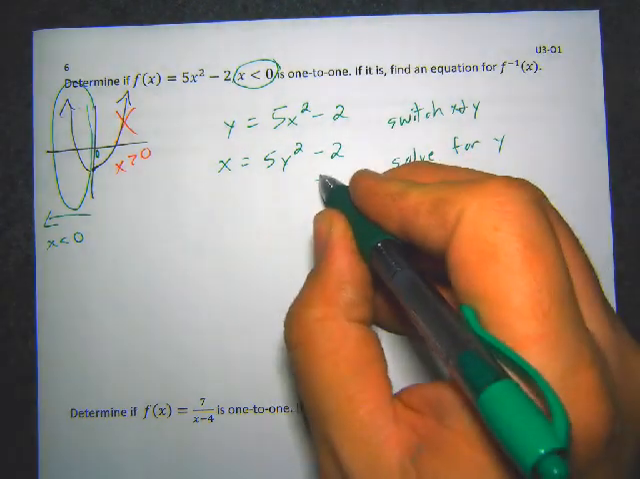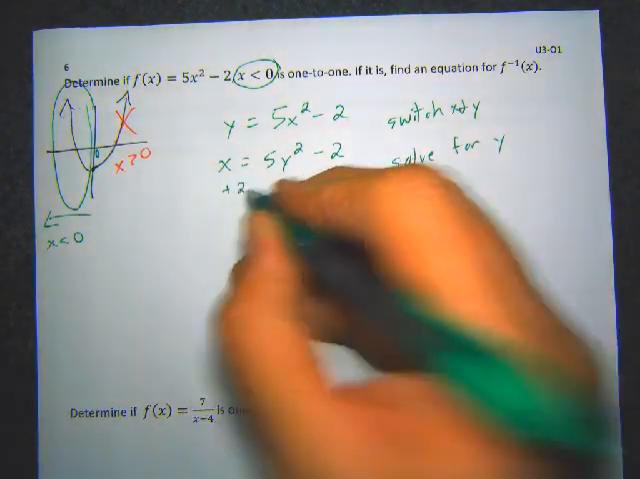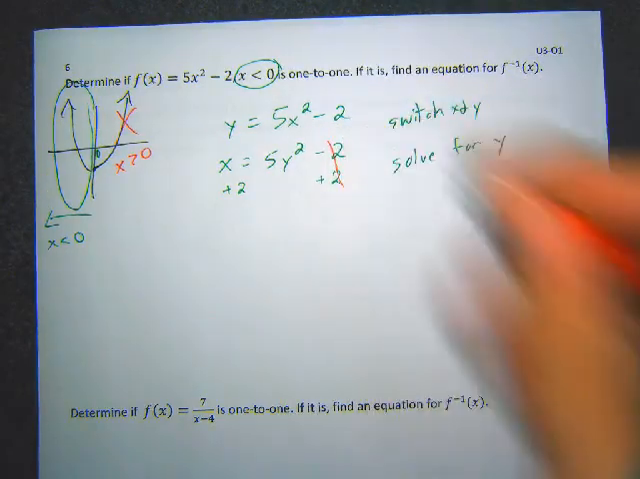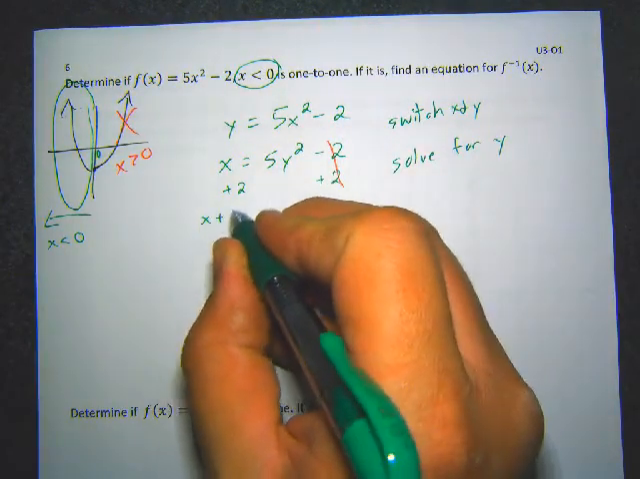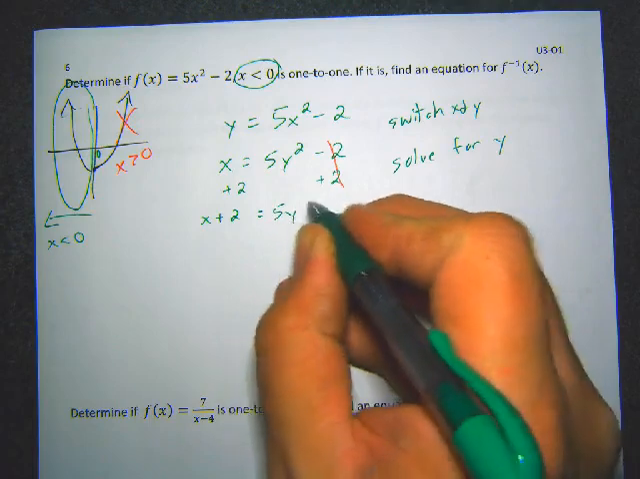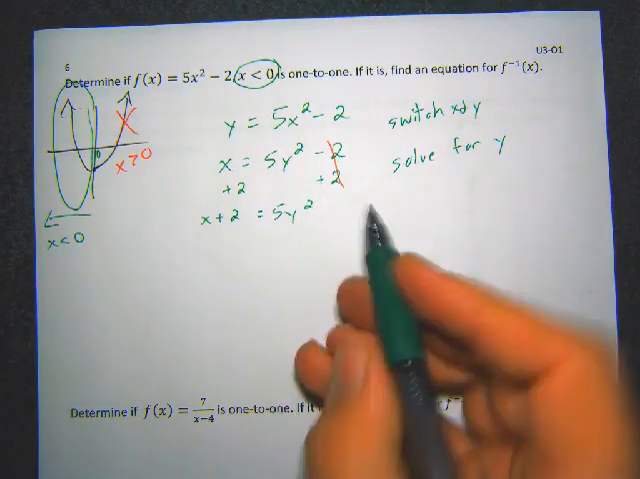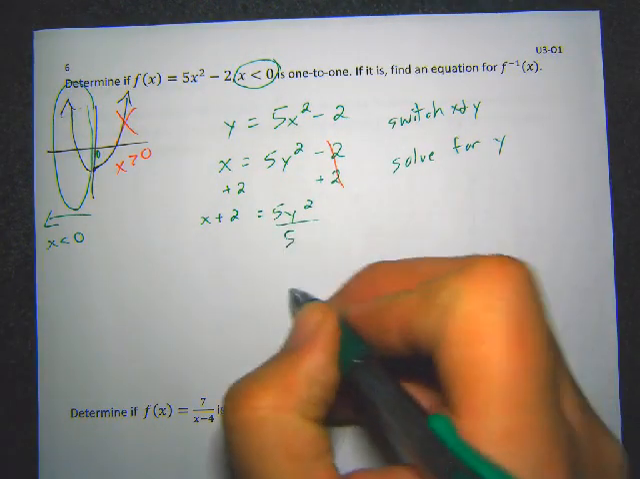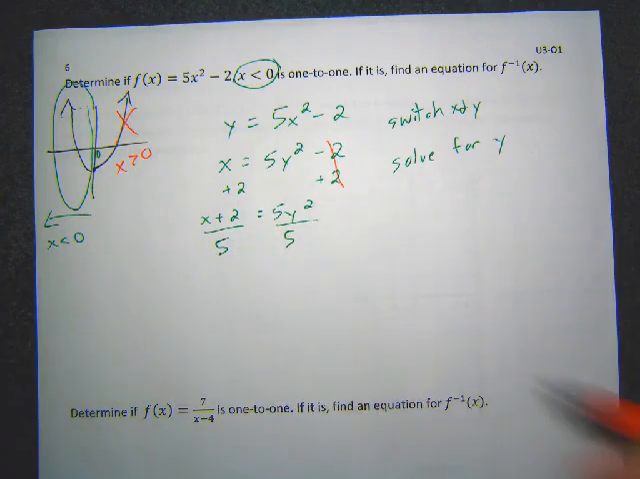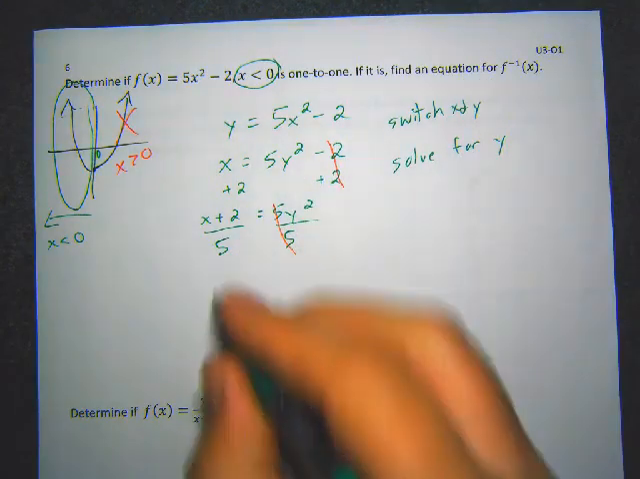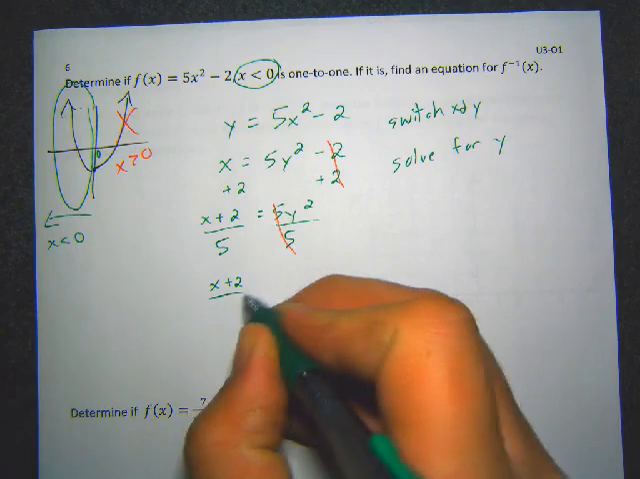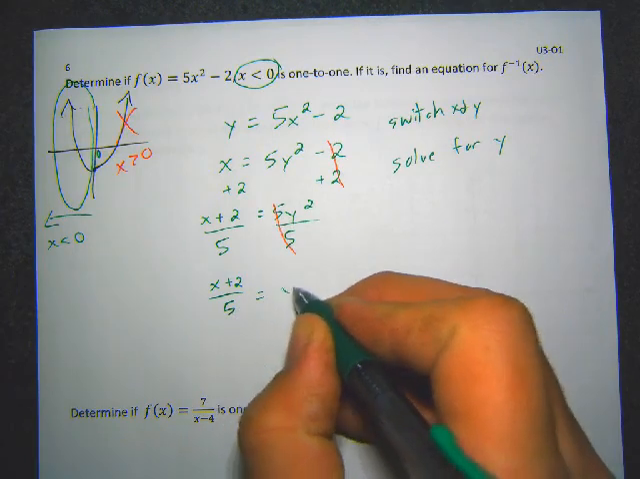So to do that, we're going to add 2 to both sides. So we're getting rid of this minus 2. So we get x plus 2 equals 5y squared. Now we want to get rid of this multiplication by 5, so we're going to divide by 5. We have to do that to both sides. Get rid of that 5. Let's get x plus 2, the whole thing over 5, equals y squared.